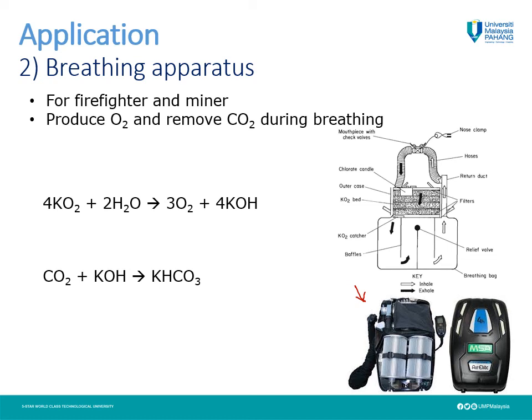So looking at the schematic diagram, here is the part where, in this case, potassium superoxide is used for the application. It will be put as a mat, and here during breathing, water will be produced. So we will exhale water and also carbon dioxide. So in this reaction, the KO2 will react with water and produce oxygen. So this oxygen will be used for breathing, and it also produces KOH. So the KOH will be used to neutralize the carbon dioxide that we exhale and produce a carbonate.